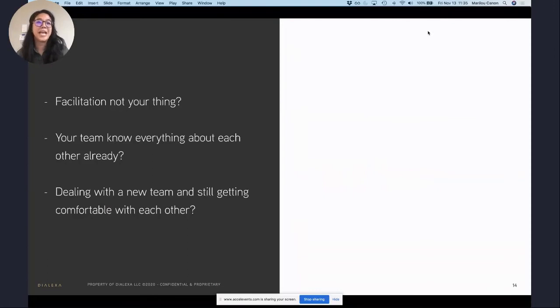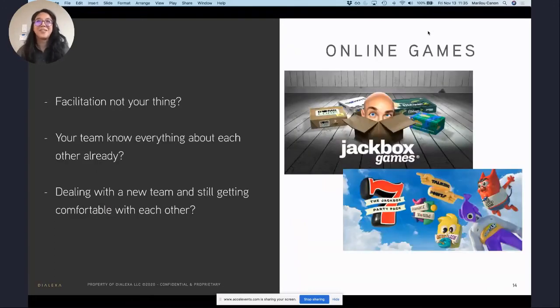So if facilitation isn't your thing, like you're not comfortable doing it, or maybe your team knows everything about everyone and it's just a family affair, or maybe you're dealing with a new team that's still getting comfortable with each other, go ahead and utilize online games. Something that my team has frequently used are Jackbox games. If you haven't heard of it, it's a great, quick and easy tool to set up. You don't have to download anything, and it's just a quick and easy game you can jump in and jump out of just to kind of set the mood and alleviate whatever pressure people have brought on.